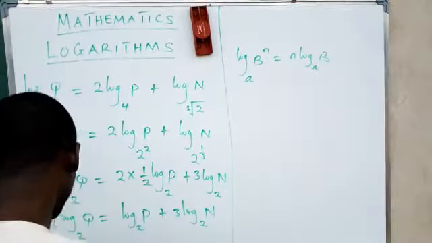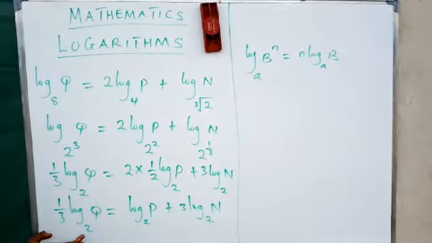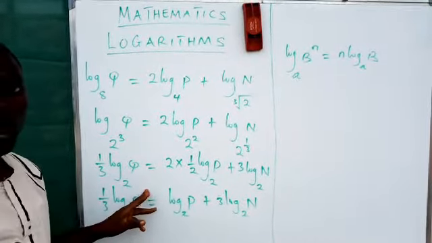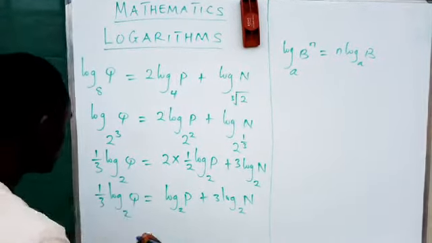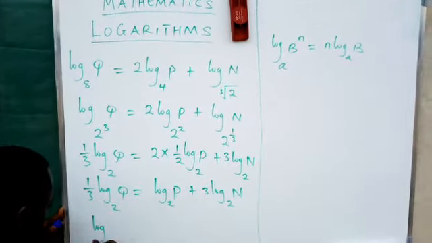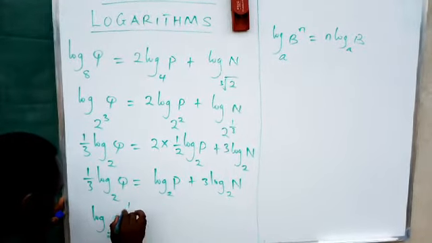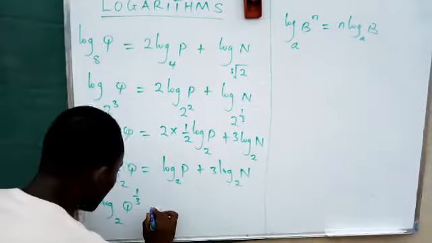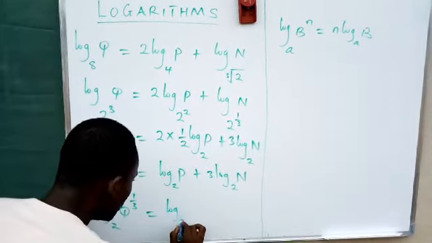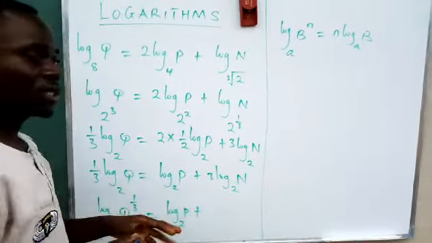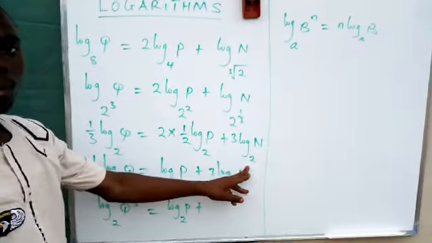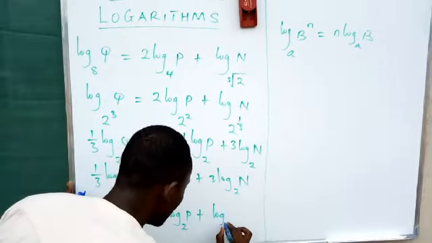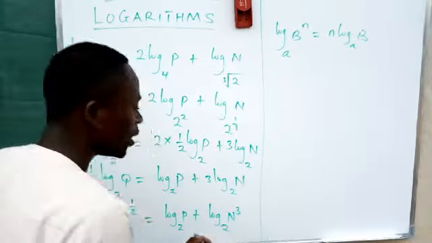So they are interchangeable. So we are going to apply that law here, and when we apply it, the coefficient multiplying this logarithm will become the power of the name of this logarithm. So in the first term we have logarithm to base 2 of q raised to the power of 1 over 3. This 1 over 3 has become the power of this q. So that is equal to logarithm to base 2 of p plus, similarly, the 3 will be translated to become the power of n in this logarithmic term. So we have logarithm to base 2 of n raised to the power of 3.